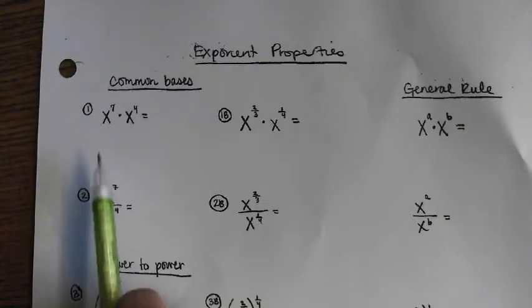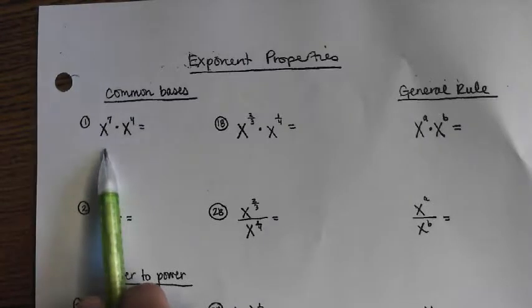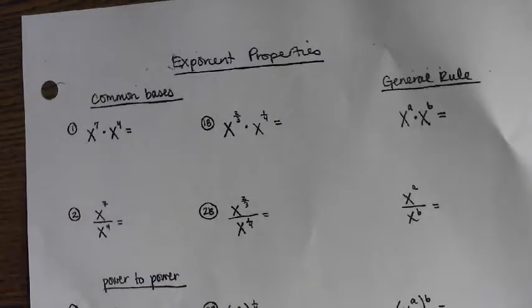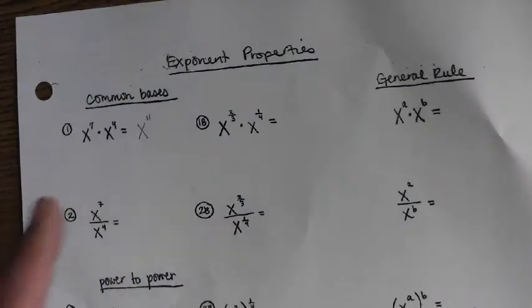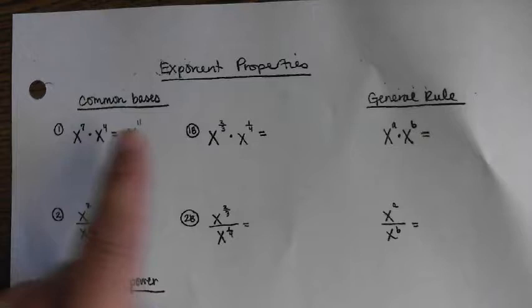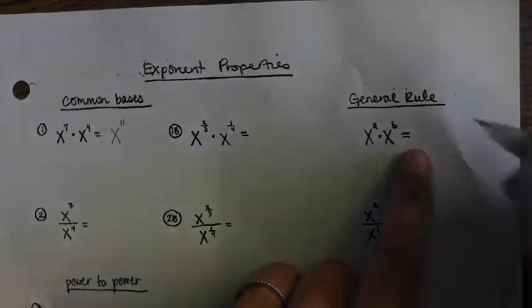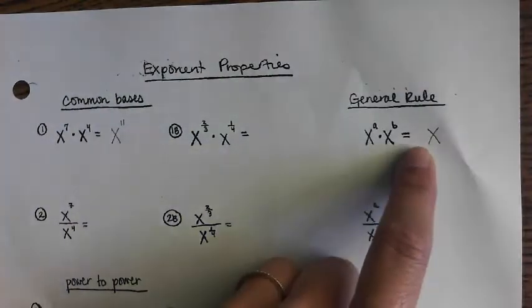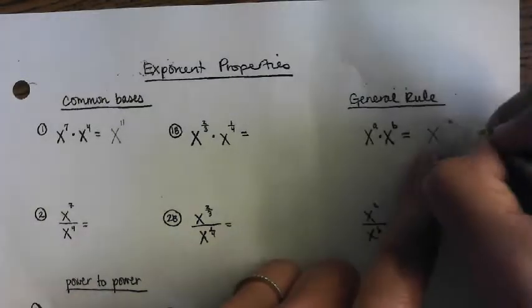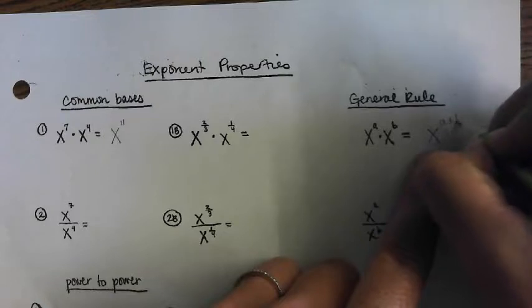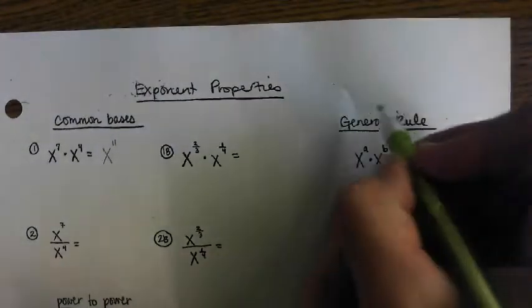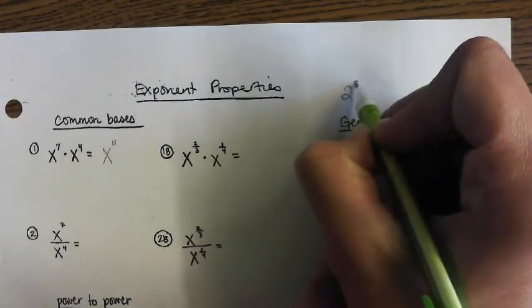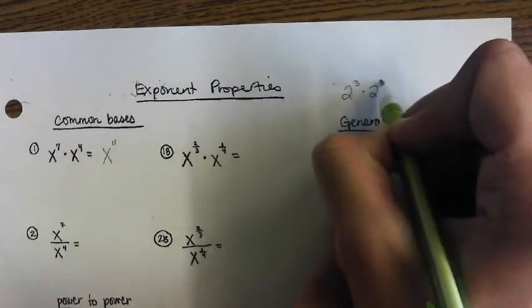So, can anyone tell me x to the 7th times x to the 4th, what that would be? Go ahead. X to the 11th, very good. So, the rule there is just to do what? Add them. So, if we go over here to the general rule, you keep the same base, whatever that common base was, x, and you do a plus b. And I say keep the same base. Can I add something else here for you? 2 to the 3rd times 2 to the 5th.